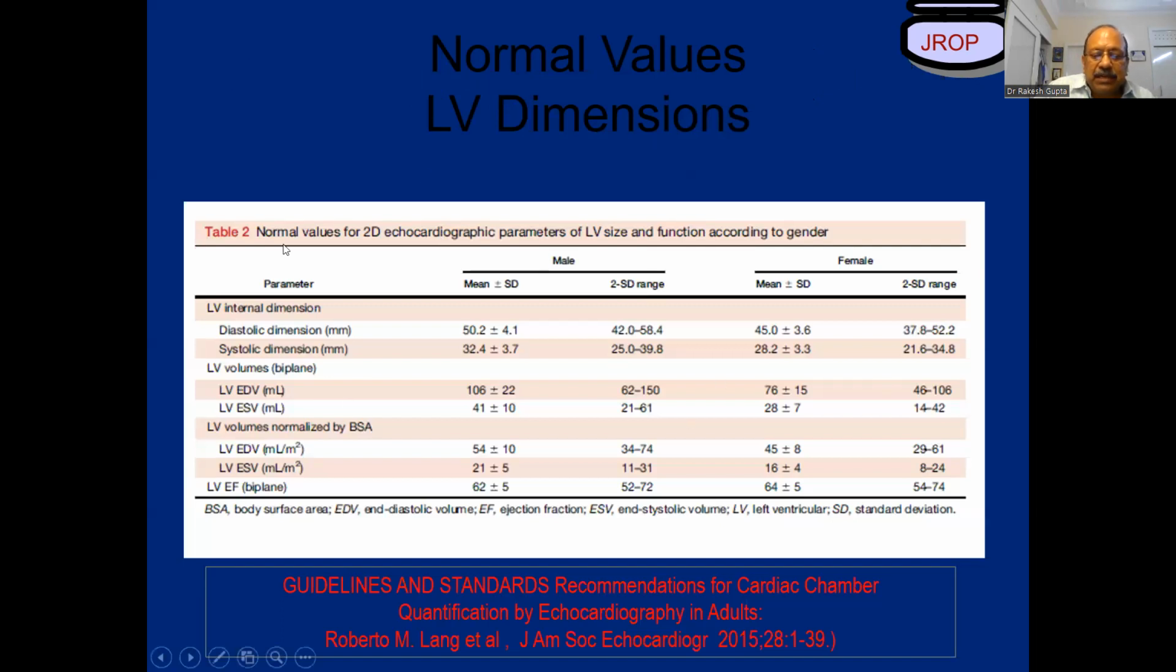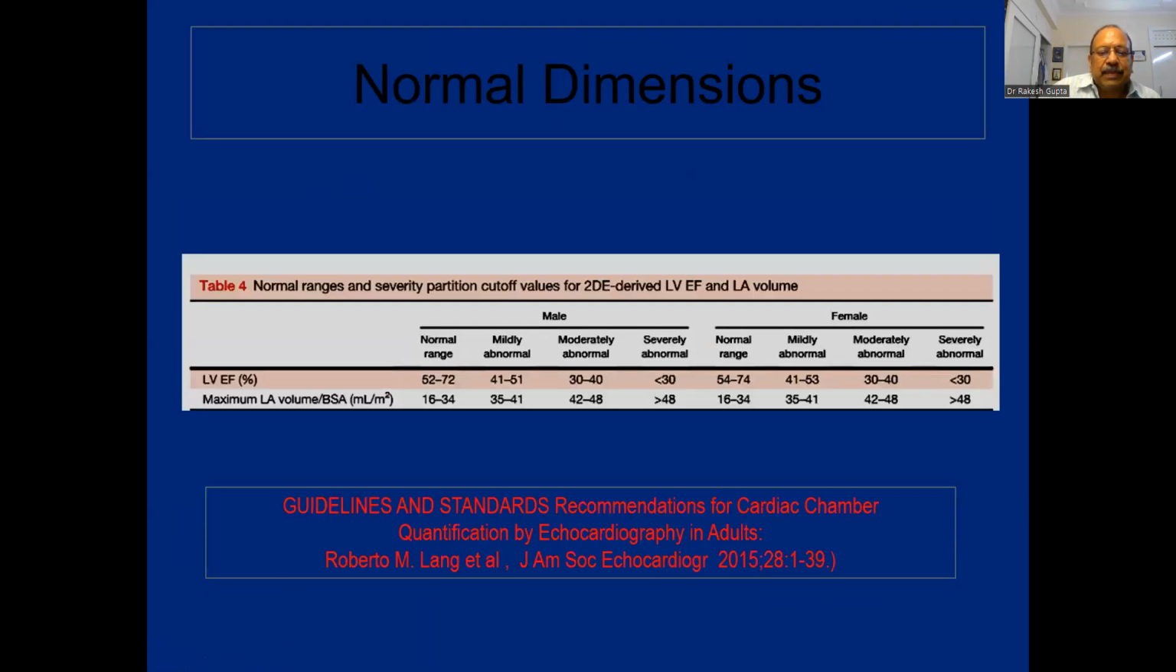We do have a chart. It's not that you have to remember everything by heart. This is what the chart is. So what we do in our lab is we have taken out these printouts, got them laminated, and they're lying on the table to refer to again and again whenever we need the values.